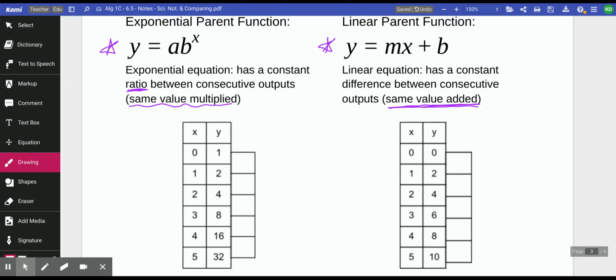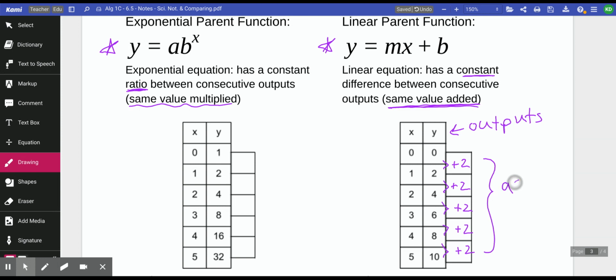So here's my linear table. 0, 0, 1, 2, 2, 4, 3, 6, 4, 8, 5, 10. Right, so if we look at our outputs, here's our outputs. Y is our outputs. And we're saying, how is this changing? Well, 0 to 2, we would say plus 2, 2 to 4, plus 2 again. And we're looking for this pattern that's the same every time. So we're adding 2 every time. That's the constant in constant rate of change, right? And it's adding. So that's how we know it's linear.